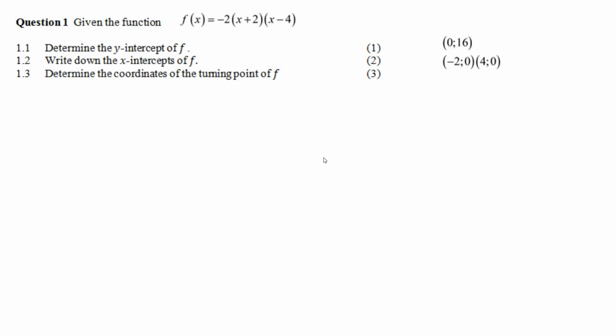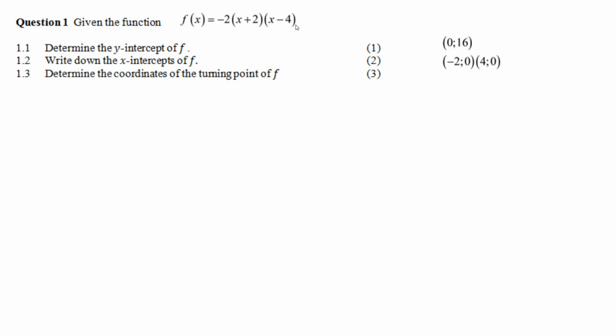Write down the x-intercepts of f. Well, if you know this is intercept form, it's just the opposite of these numbers. -2 will make y 0, and 4 will make y 0. So you're given the x-intercepts. That's intercept form of a parabola. Boy, that's pretty easy. Now, the coordinates of the turning point.